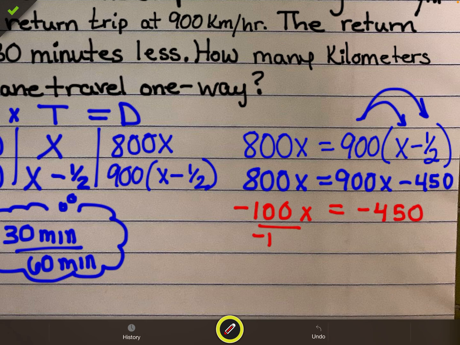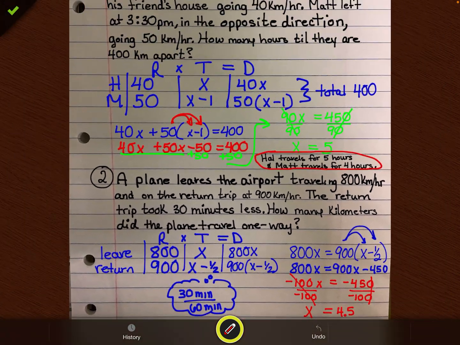To isolate the x, we'll divide both sides by negative 100. The 100s on the left cancel, leaving me with positive x. Negative 450 divided by negative 100. The zeros cancel because they're both divisible by 10. The negatives cancel, becoming a positive, and 45 divided by 10 is 4.5. So x is 4.5, which is time.